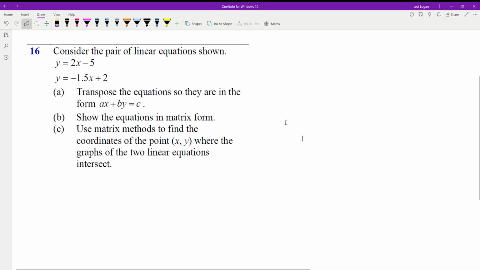In today's video we're going to be taking a look at another student question. Particularly we're going to be focused on solving a linear system of equations using a matrix. Okay, so the following question has been given. Consider the pair of linear equations shown.